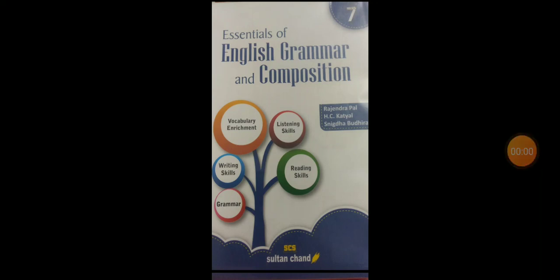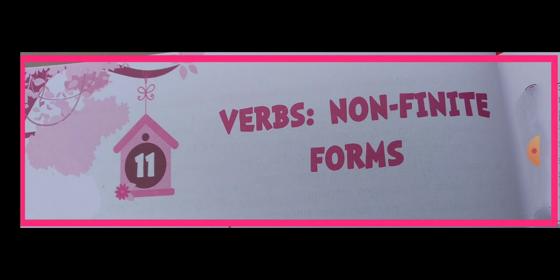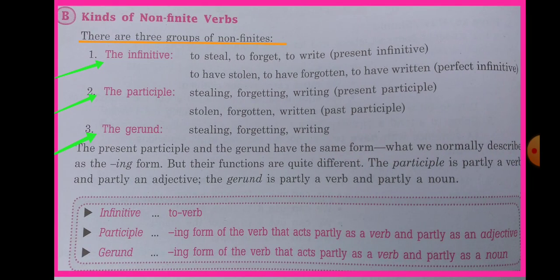Hello dear students. Today we'll continue chapter number 11 of our English grammar book, Essentials of English Grammar and Composition. And the name of the chapter is Verbs: Non-finite Forms. So here in this chapter we will discuss non-finite forms of the verb. And these are the three kinds of non-finite forms, which are the infinitive, the participle and the gerund.